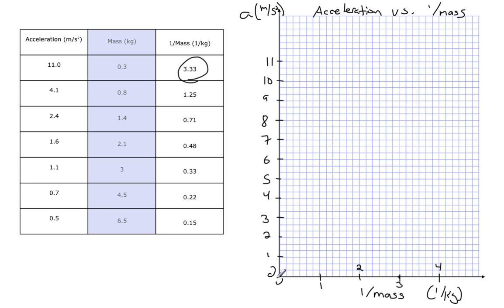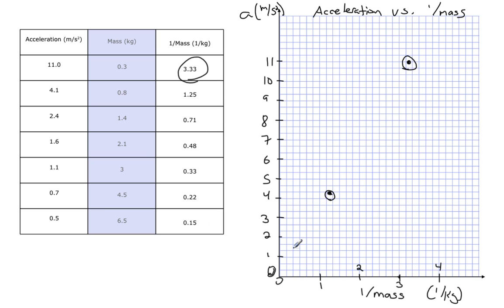Zeros over here. I'll pretend that's a 0. And then I could graph my data points. So one of the data points that I would plot, I have 3.33 on the x-axis, 11 on the y-axis. So go over to about 3.33, go up to 11, and make a data point over there. 1.25 on the x-axis and 4.1 on the y-axis is around here. I'm not being terribly accurate with this.